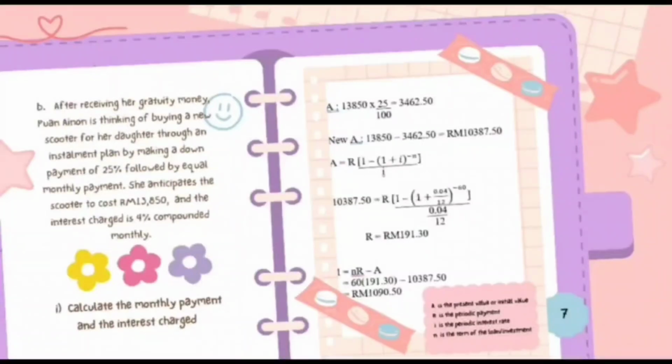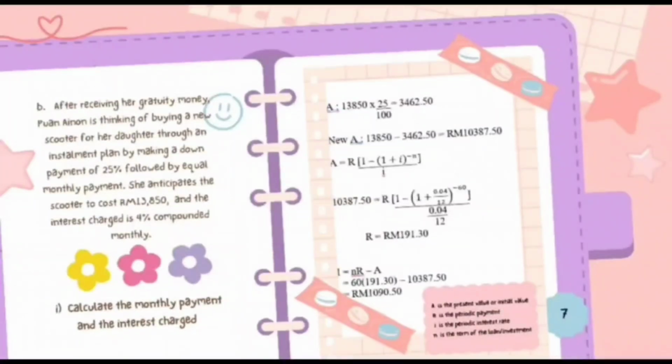A is the present value or initial value. R is the periodic payment. I is the periodic interest rate. N is the term of the loan or investment. A: 13850 times 25 per 100 equals 3462.50. New A: 13850 minus 3462.50 equals RM 10387.50. A equals R bracket 1 minus bracket 1 plus I bracket minus N bracket per I.